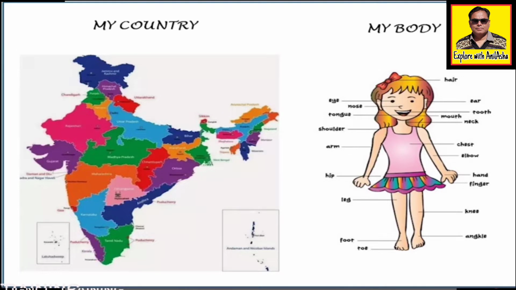If one body part is affected or not under control, if it is sick, the whole body will feel it and the whole body will get affected. Likewise, in a nation also, all the states should have mutual cooperation and all the citizens should keep the sustainability of the nation in mind.